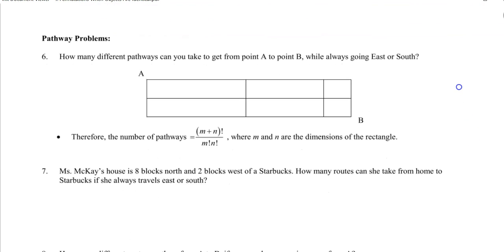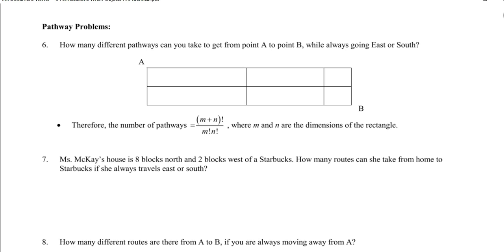Well, pathways. How many different pathways can you take to get from point A to point B while always going east or south? So if we count, you could go to here, and then here, and then here, and then straight down. So that's one path you could take, right? Walk all the way along the top, or we've got directions, right? So north, south, east, west. Go all the way east, and then all the way south.